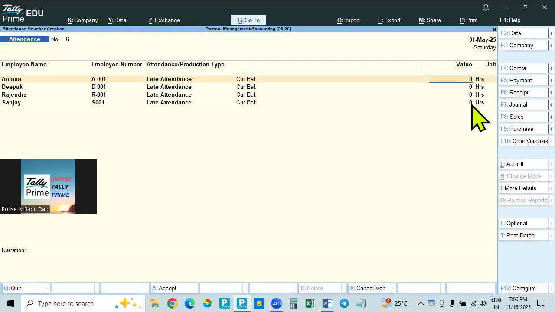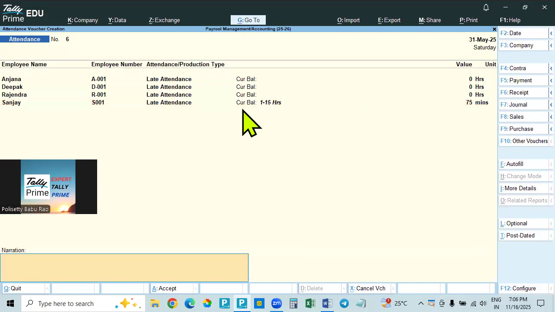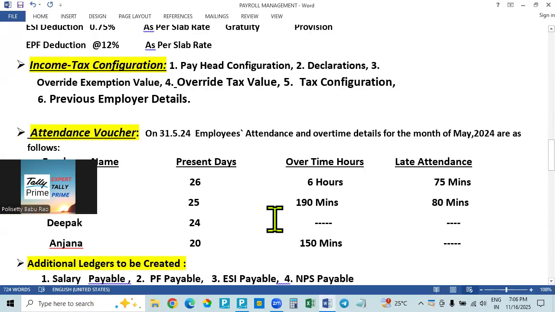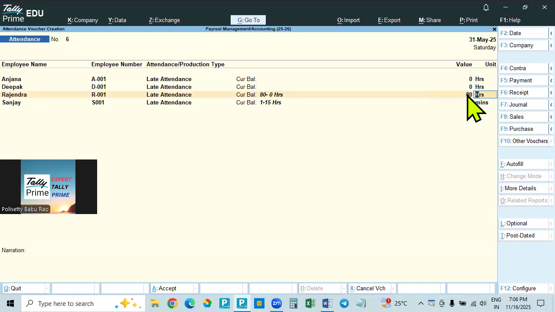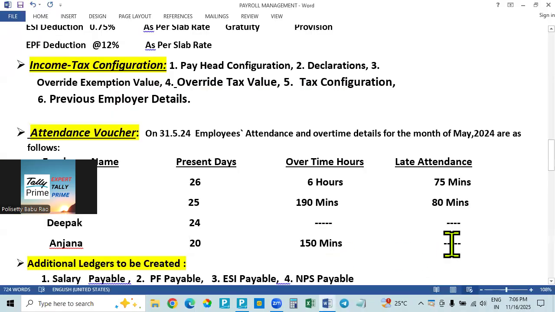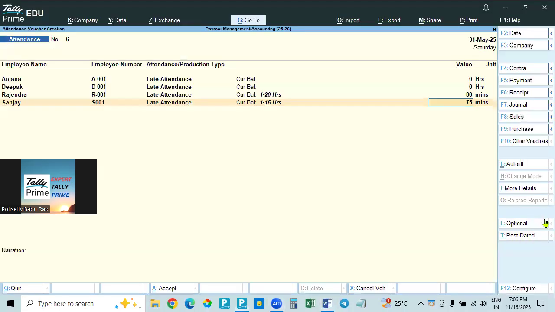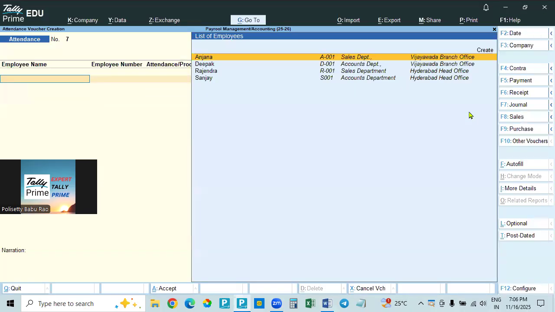See, Sanjay, 75, enter, MINS. 75 minutes means 1 hour 15 minutes. So 1 hour 15 minutes is the late attendance for Sanjay, and Rajendra is 80 minutes. So we go to Rajendra, 80, MINS. 80 minutes means 1 hour, 60 minutes, and 20 minutes. So 1 hour 20 minutes. The other ones don't have late attendance. Then accept. So attendance is completed.